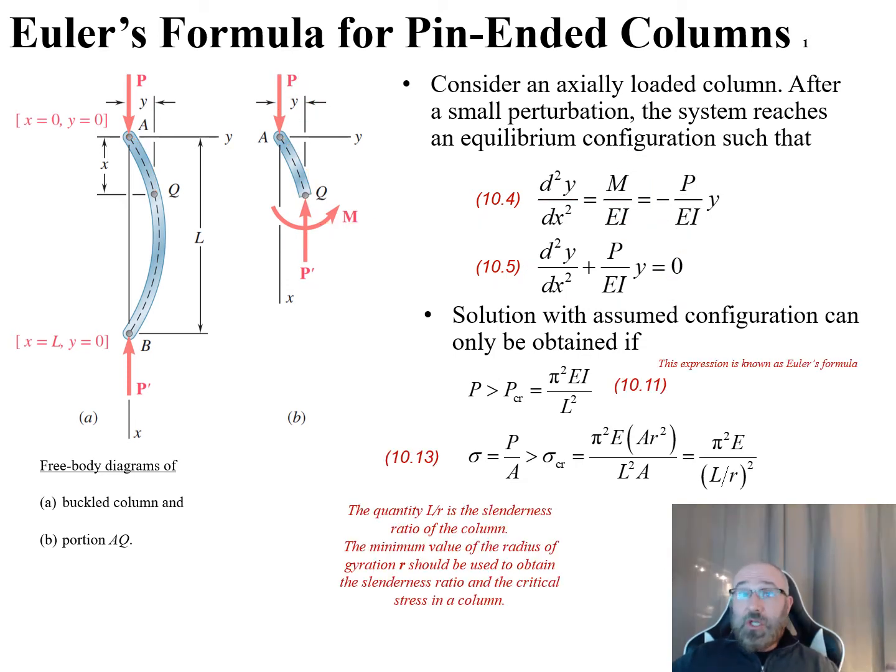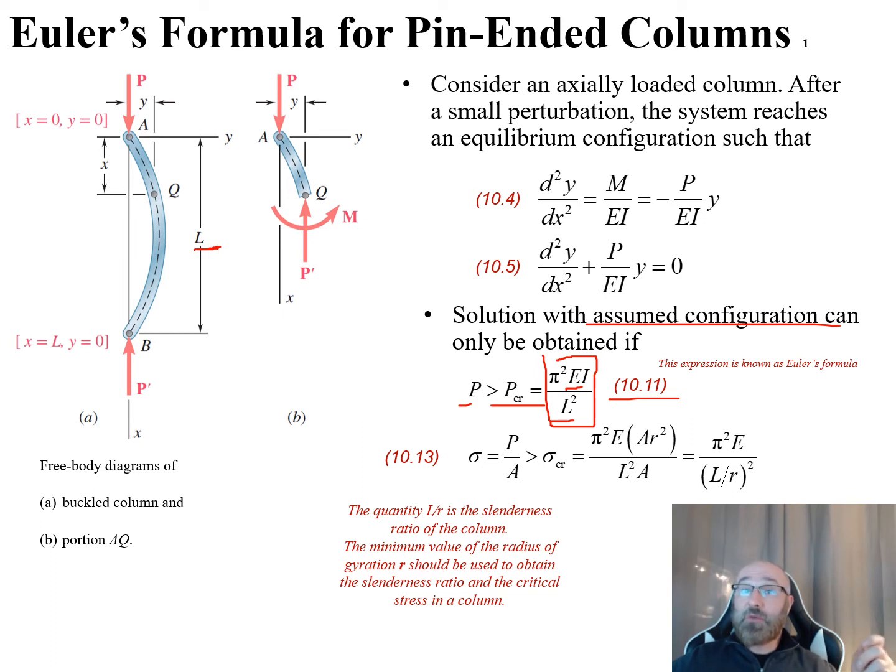So the solution for the assumed configuration for this can only be obtained if the following conditions are met. We'll take a look at our first condition here from equation 10.11 in our textbook, and this expression is known as our Euler's formula. So this says our P is greater than our critical load, our P sub CR, which is equal to now our pi squared times EI all over our L squared. So we can go back up here. This is our L, that total length right here, and we have our modulus of elasticity as well for whatever material that we're using for this.